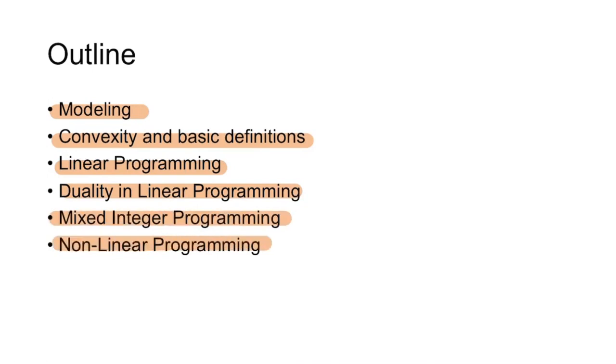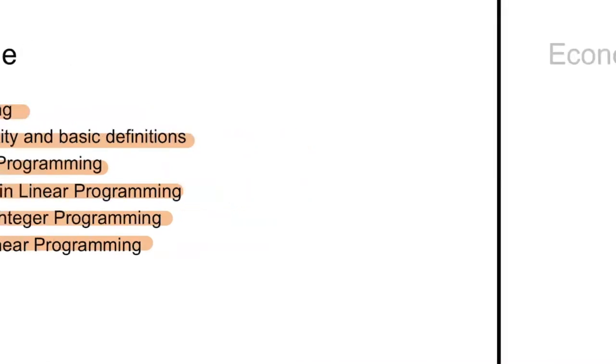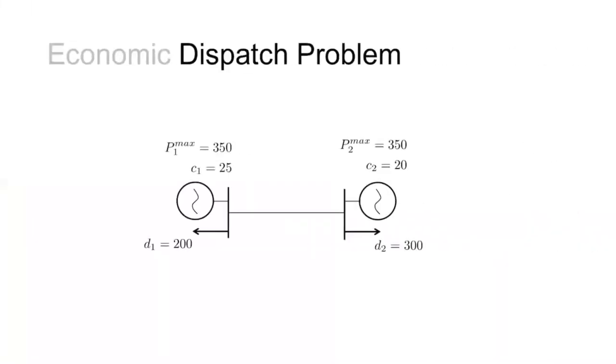In these last 4 topics, you will see there are some particular structures of optimization models, and these structures can generalize many problems. So let me introduce one of the probably easier problems, which is called the economic dispatch problem.